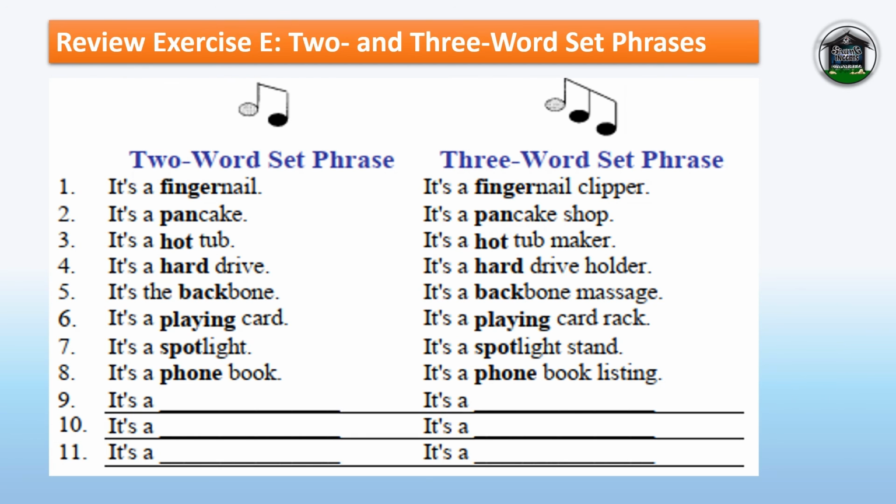1. It's a fingernail. It's a fingernail clipper. 2. It's a pancake. It's a pancake shop. 3. It's a hot tub. It's a hot tub maker. 4. It's a hard drive. It's a hard drive holder. 5. It's the backbone. It's a backbone massage. 6. It's a playing card. It's a playing card rack. 7. It's a spotlight. It's a spotlight stand. 8. It's a phone book. It's a phone book listing.